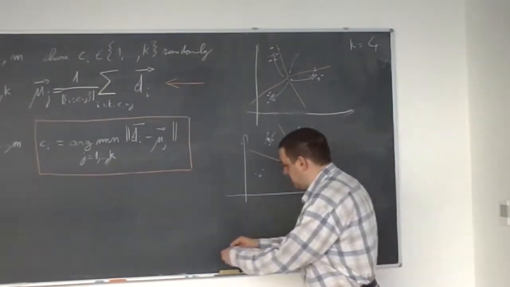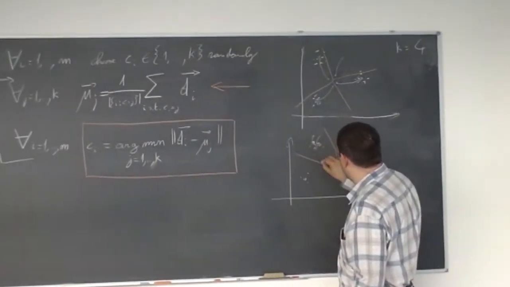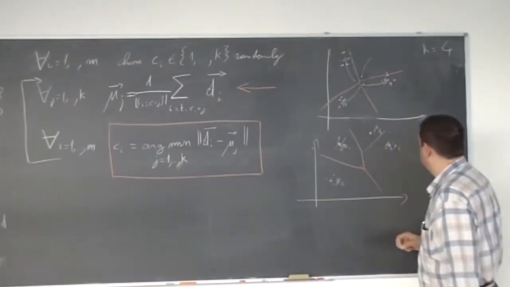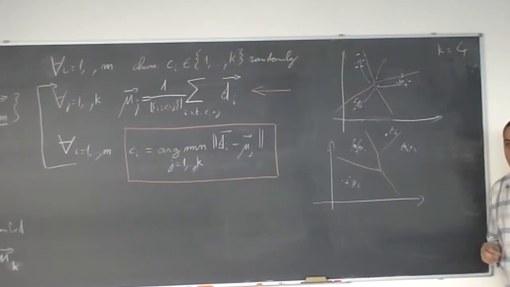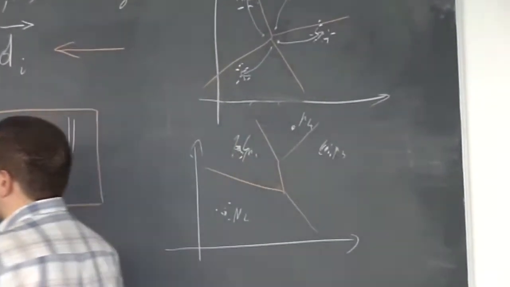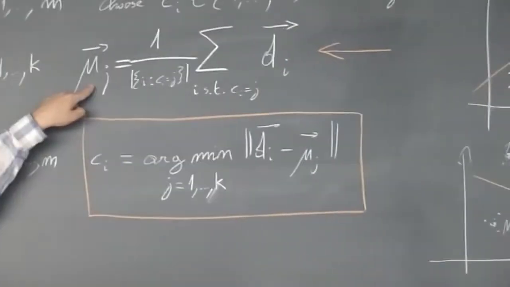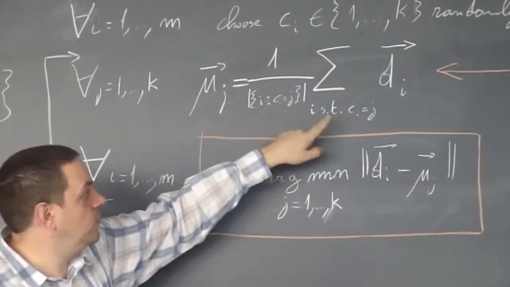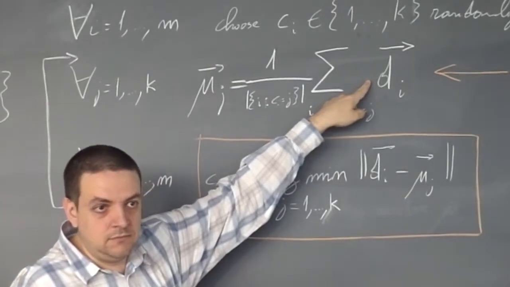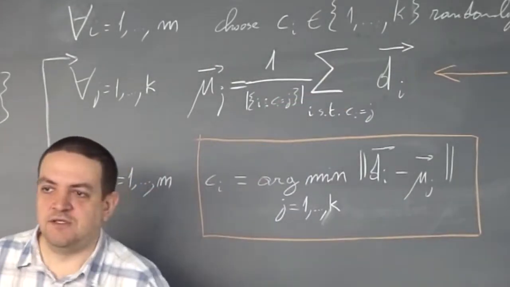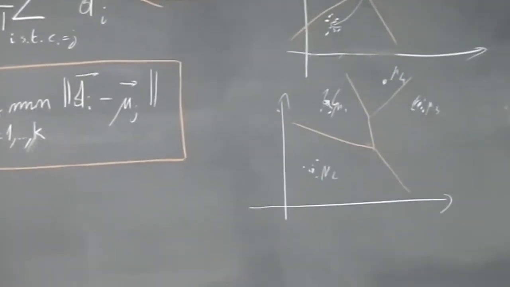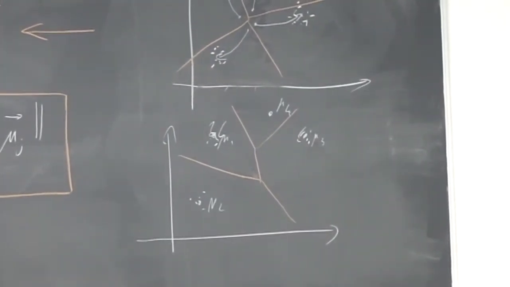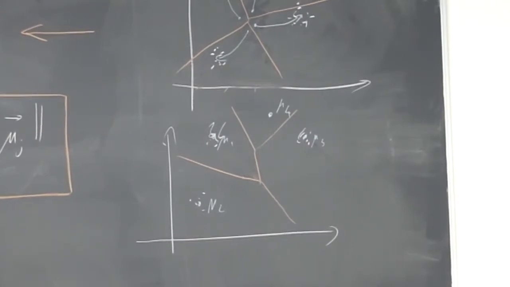Because suppose that this is move 1, move 2, move 3, and move 4. Actually, when we try to compute the new position for move 4, this set is empty. So we are not adding anything, and this is 0 divided by 0. We don't know where to place this point. What can we do in this case?